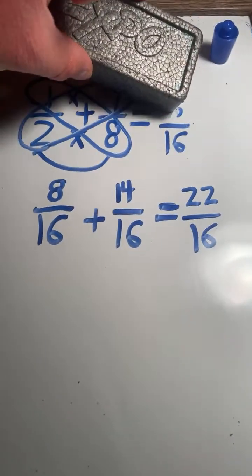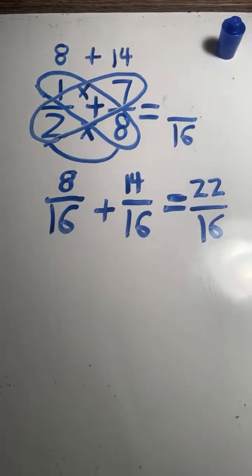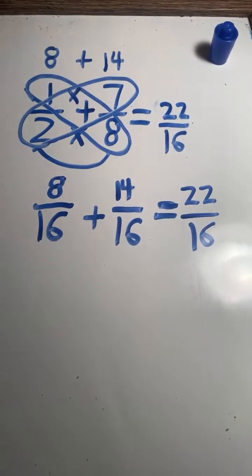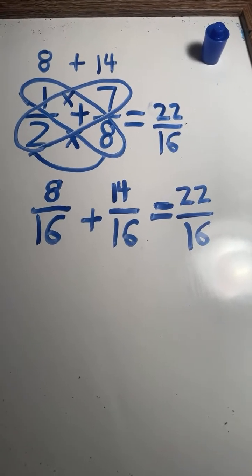Oh, oops. Almost wrote the wrong thing there. We have our answer. 1/2 plus 7/8 equals 22/16.